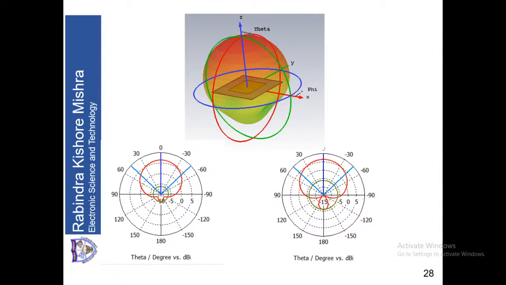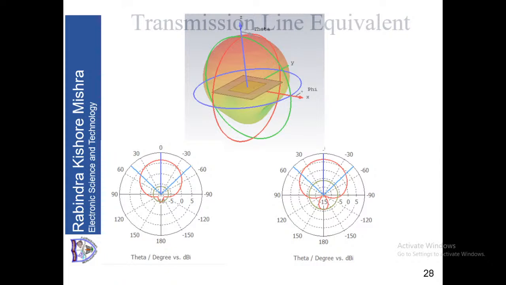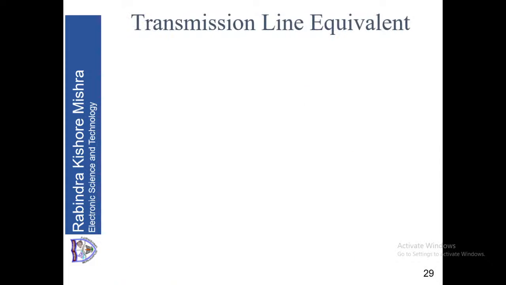Now let me come to the important aspect, which is the transmission line equivalent. As we saw, this patch antenna we can think of as two slots which are separated by a distance of L. These two slots are connected, because this distance L is the patch. So they are electrically connected through a microstrip line, and we can say that it is a transmission line with both ends having two apertures. So two apertures connected through a transmission line. That is why this model is called a transmission line model.